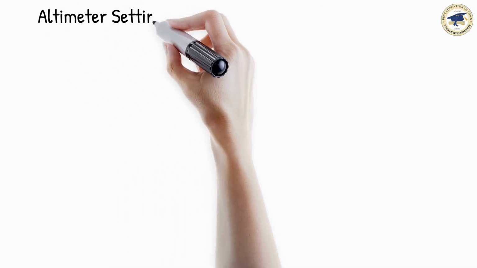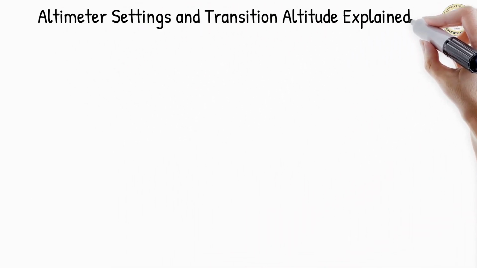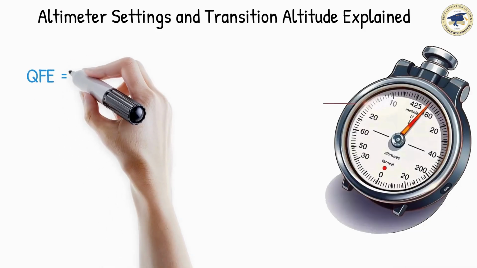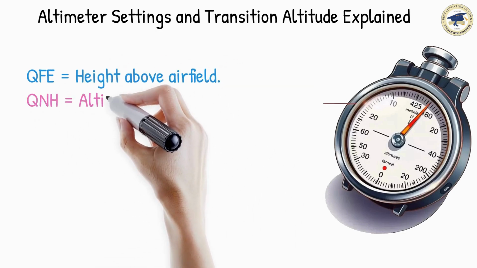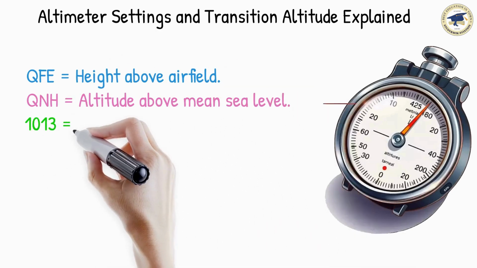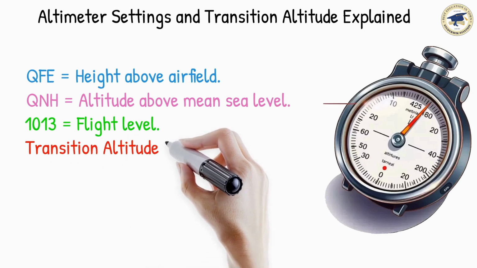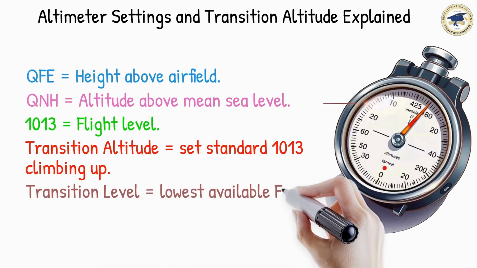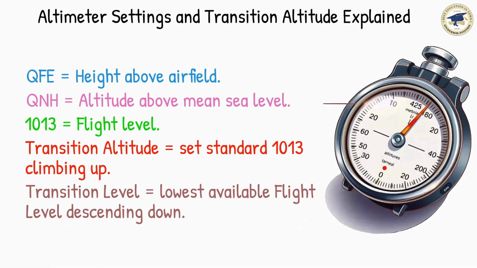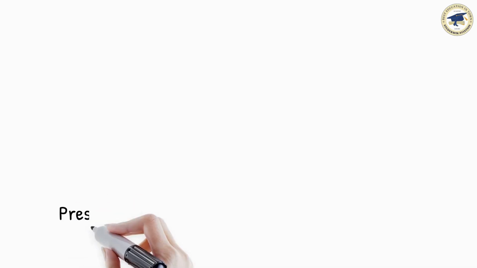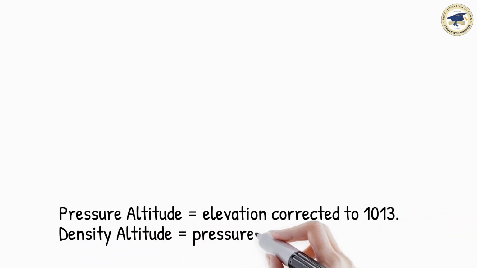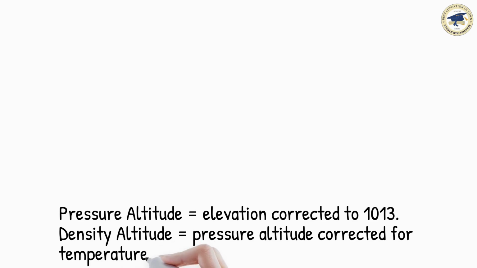Let's summarize the altimeter settings again. QFE equals height above airfield. QNH equals altitude above mean sea level. 1013 equals flight level. Transition altitude equals set standard 1013 climbing up. Transition level equals lowest available flight level descending down. Pressure altitude equals elevation corrected to 1013. Density altitude equals pressure altitude corrected for temperature.